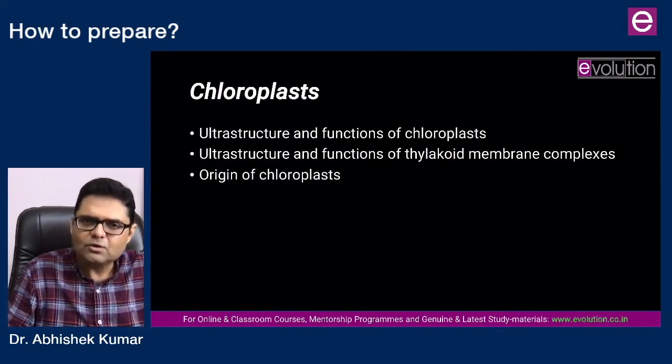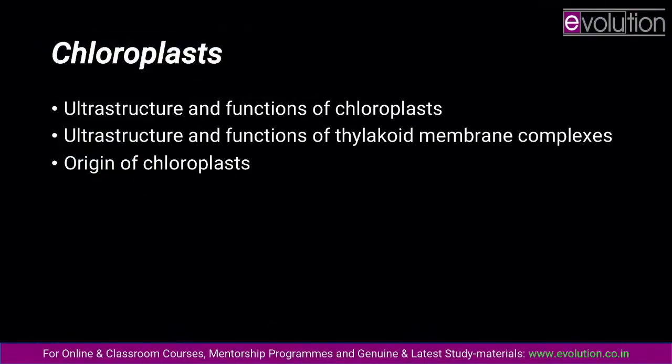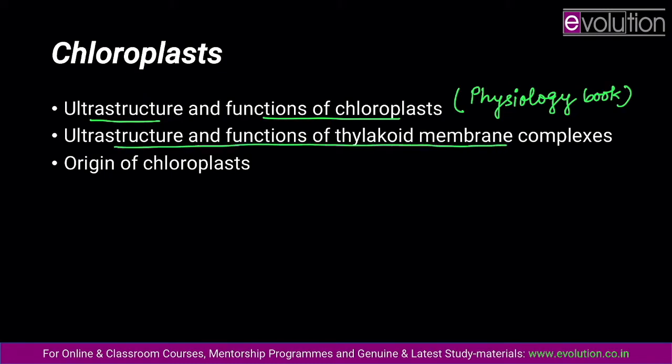The subheadings for chloroplast and the subheadings for mitochondria are nearly identical. Pay attention to these. First, you should do ultrastructure and functions of chloroplast. This topic is better given in a plant physiology book. So I would say here that rather than depending on a cell biology book, you should depend upon a plant physiology book. After doing the general ultrastructure of chloroplast, get into the ultrastructure and function of the thylakoid membrane and the four complexes which are present in the thylakoid membrane. Do it in some detail.